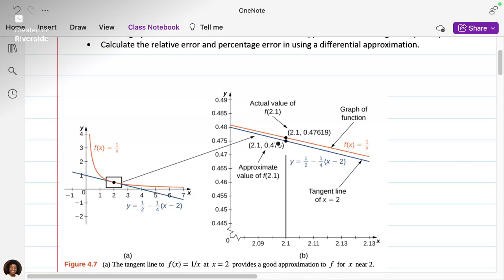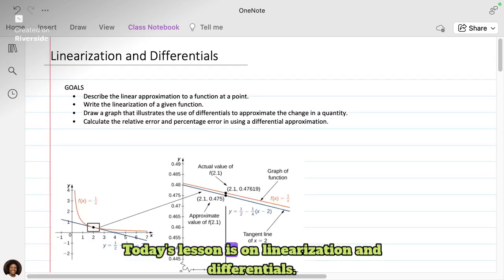In a neighborhood close to the point of tangency, the tangent line gives values that are good approximations to the actual function values. This process of finding the tangent line and then using it to approximate a value is called linear approximation. And the function that we find is called the linearization of the function f at the value x equal to a.